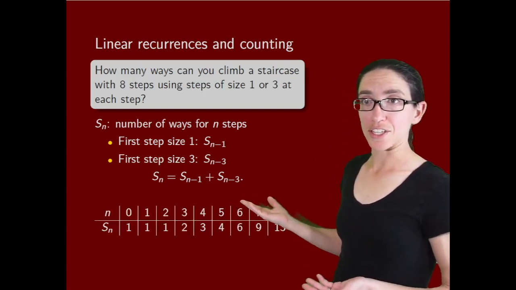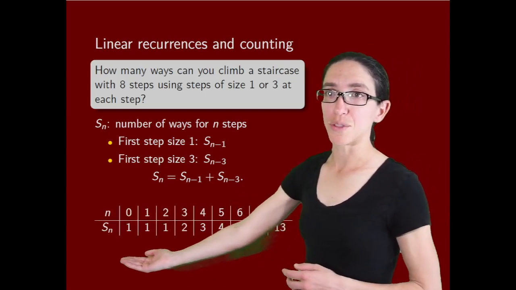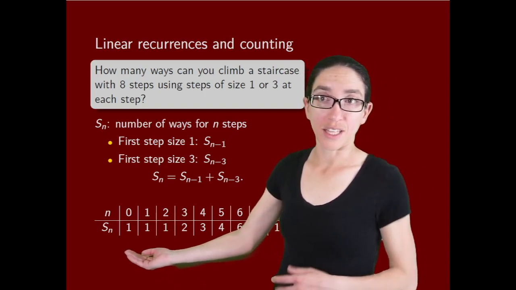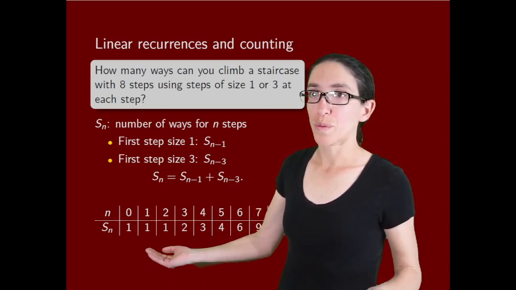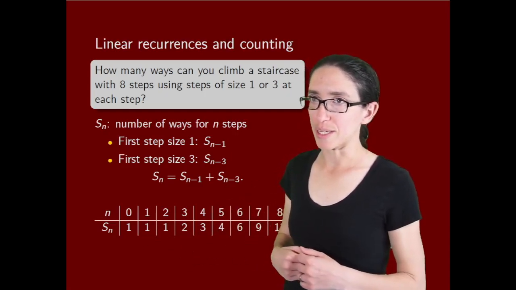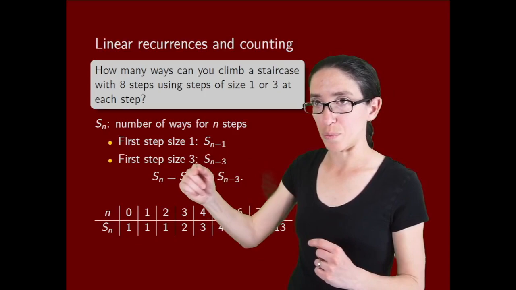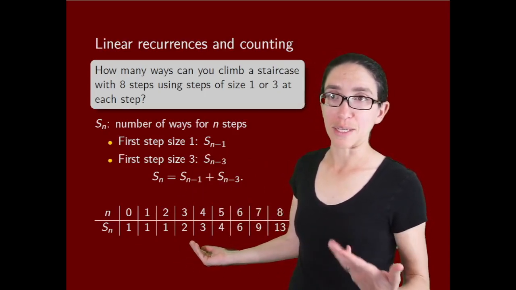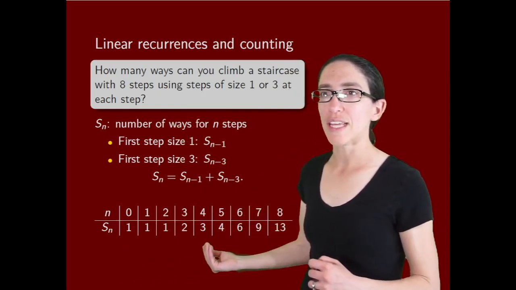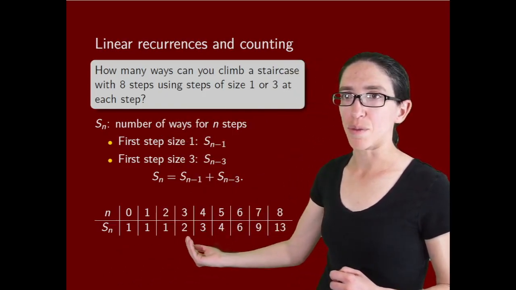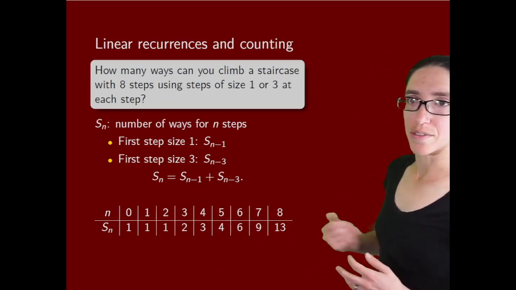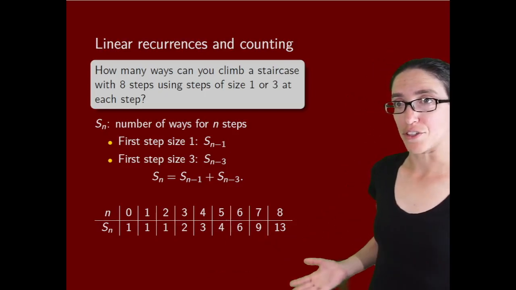So there's a linear recurrence, and of course, like we did with Fibonacci numbers, we can just write them out. We can figure out the initial conditions: there's one way to climb no steps, you're already done. There's one way to climb 1 step because you take 1 step of size 1, and there's only one way to climb 2 steps because you can't skip 2, you can only do 1 and 1. And then there's 2 ways to do 3 because you can take the step of size 3 or 1, 1, and 1. So we know our initial conditions, and then each number is the sum of the one before it and the one 3 steps back. And so we can unwind this recursion and find that for 8 steps, there are 13 ways to do it.